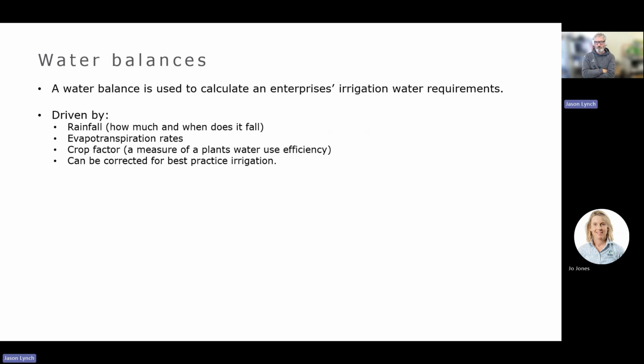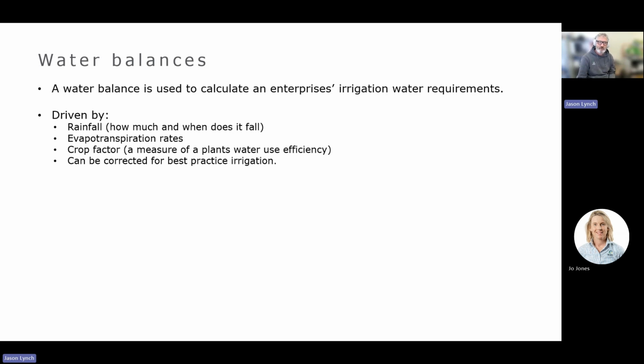A water balance is driven by the rainfall that we've received, how much, when does it fall, the evapotranspiration rates, and the concept of a crop factor. That is a measure of a plant's water use efficiency. Some plants are very efficient at using water, perhaps something like lucerne with a deeper root system, the ability to grow a lot of dry matter with not a lot of water. At the other end might be something like a potato, which doesn't have a particularly high crop factor. Certainly it can produce a lot of biomass, but it does need a lot of water to do that.